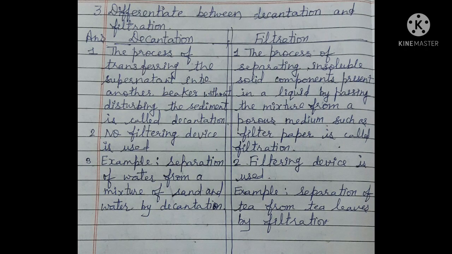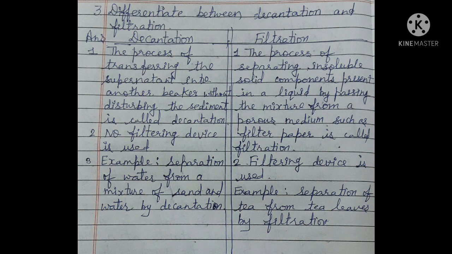Now question number 3. Differentiate between decantation and filtration. Now come to its answer. Decantation is the process of transferring the supernatant into another beaker without disturbing the sediment. In decantation, no filtering device is used. Example: separation of water from a mixture of sand and water by the decantation process.